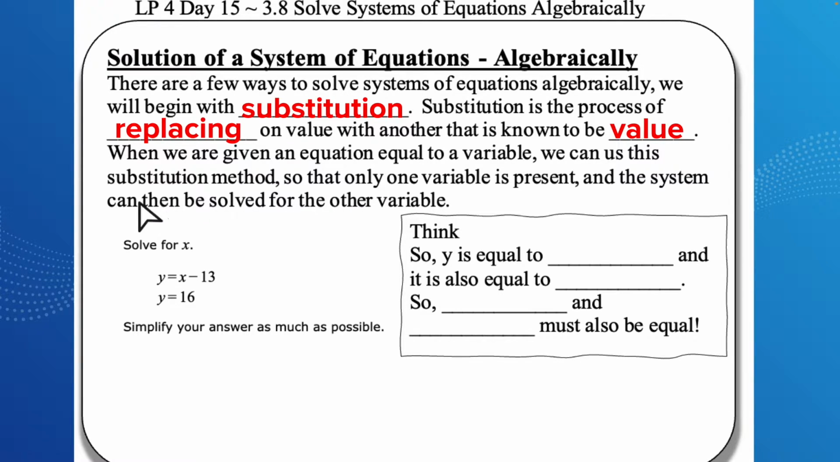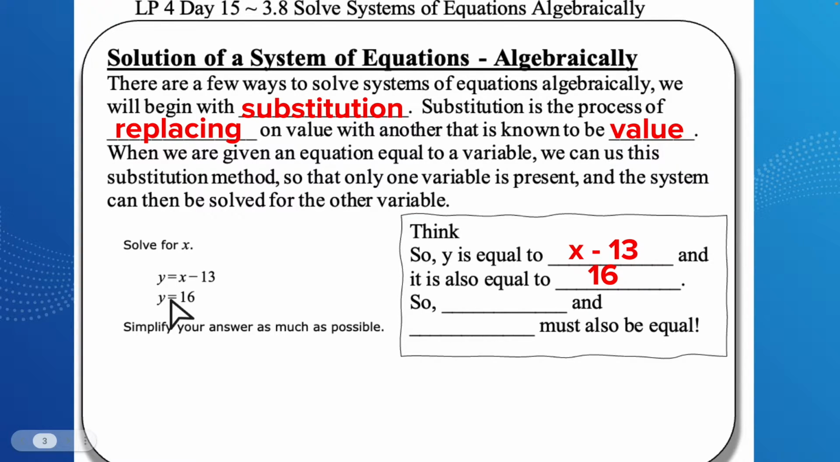Because we can't really solve y equals x minus 13. I need to know what either x or y is in order to solve this. So when we're given something like this, this is the very beginning of substitution. So we have y equals x minus 13 and y equals 16. So let's think over here for a minute. y is equal to x minus 13, and it is also equal to 16. They're telling me what y is equal to in both situations. So I know y is equal to 16 already.